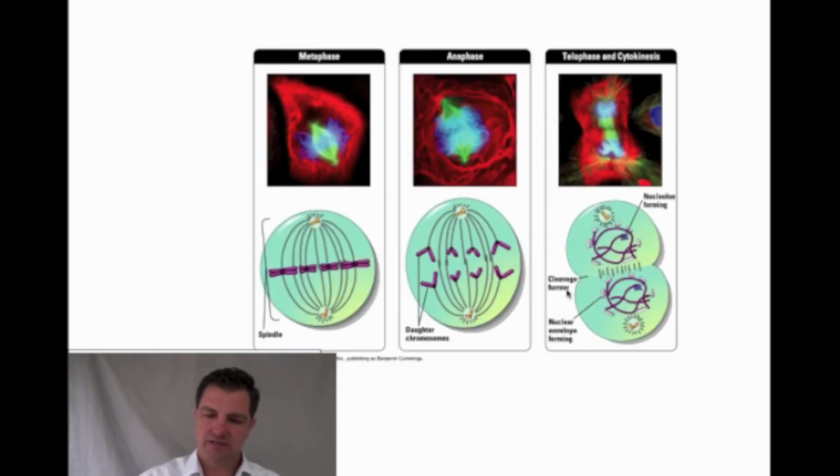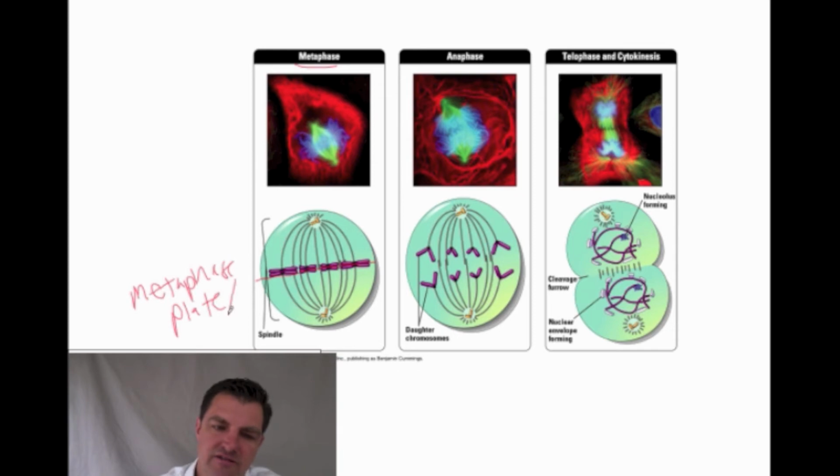During metaphase, what we'll find is all of our chromosomes will line up in the middle. Okay, so metaphase, the chromosomes line up in the middle at what they call the metaphase plate or line. So you see both those terms, metaphase plate or metaphase line, and they line up like that.